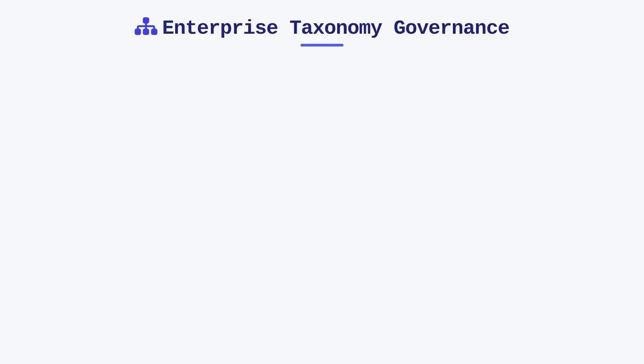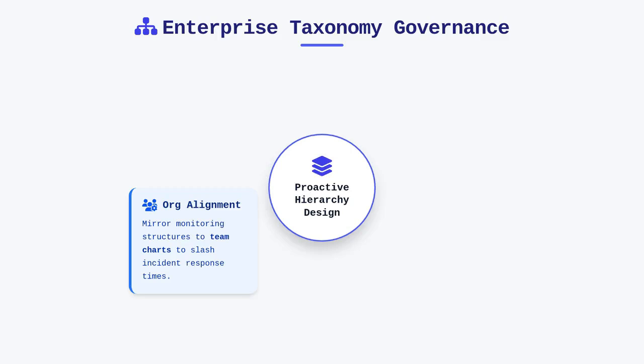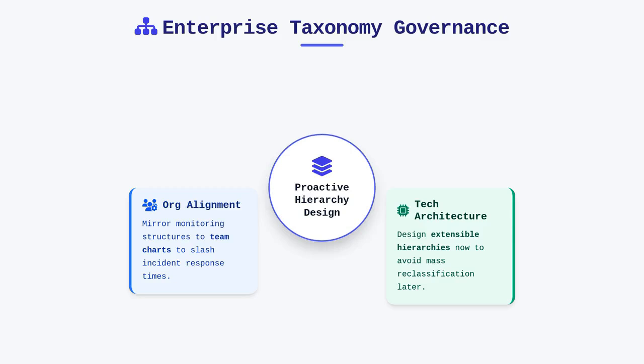Managing large-scale enterprise workspaces requires a proactive approach to taxonomy governance. It is far easier to design an extensible hierarchy at the beginning than it is to reclassify hundreds of existing dashboards later in the lifecycle. As you define your groups, consider the intersection of your organizational charts and your technical architecture. When your monitoring structure mirrors your team structure, communication improves and incident response times typically decrease.